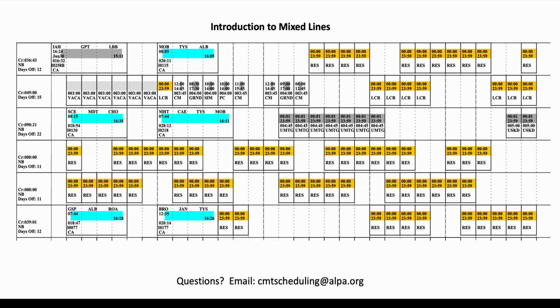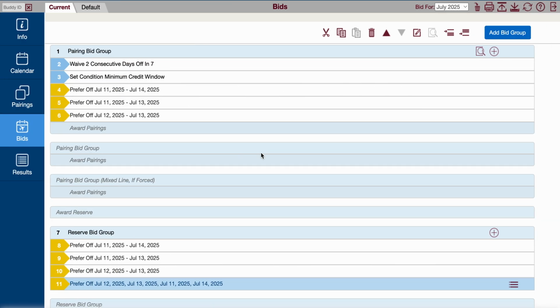Okay, so you know a little bit about what this is and how you might be interested in using it. I'm going to go ahead and demonstrate a simple way to bid for mixed lines at this time and give you an idea of how this works. Okay, so here we are in PBS. This is an example again, using a sample July setup.